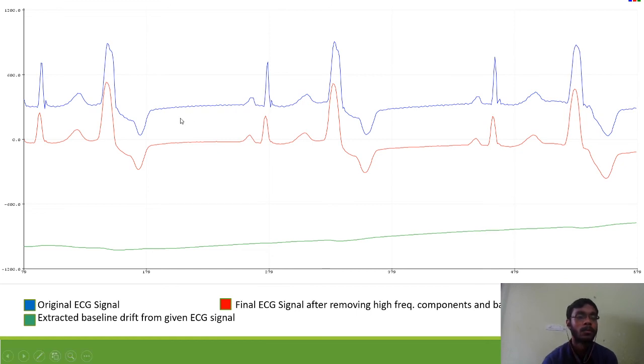In the third one, we are told to remove the baseline drift. So blue one is the original ECG signal, green one is the extracted baseline drift from the given signal, and red one is the final ECG signal after removing the high frequency components and baseline drifts.